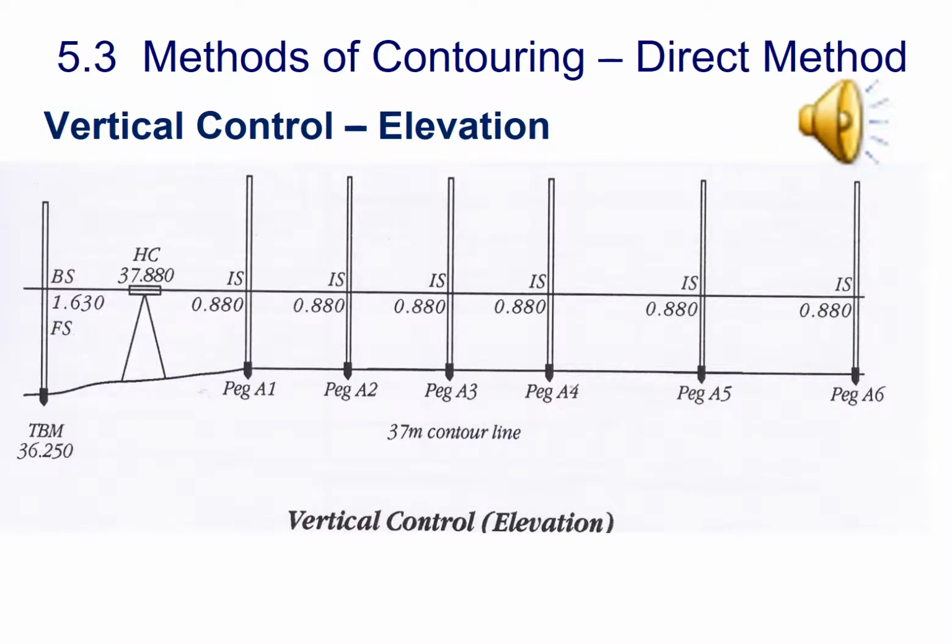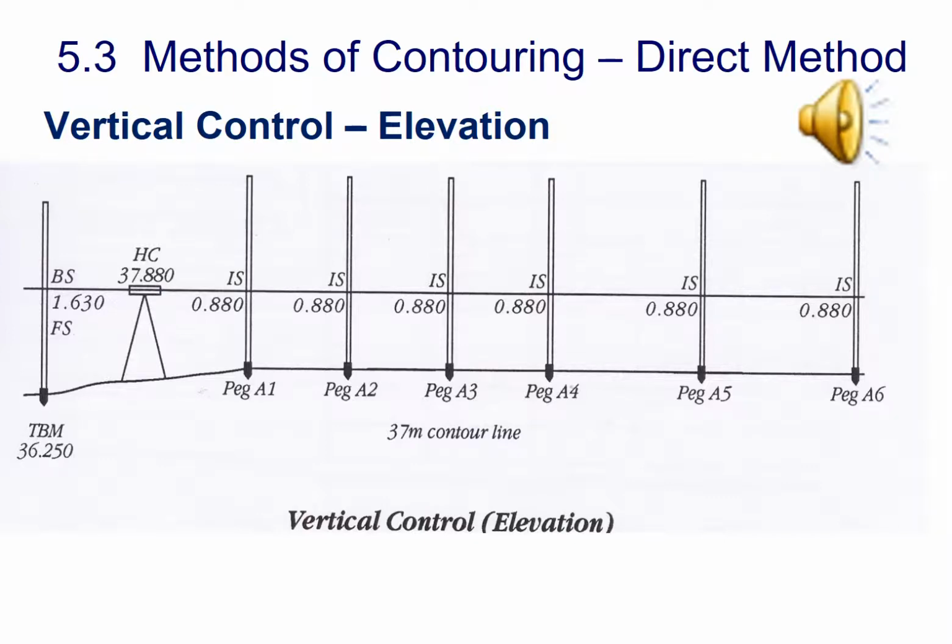The first step in the direct method of contouring is to set up your level and determine which contour line you want to look for. So in this instance, the level has been set up and a backsight has been taken on to a temporary benchmark. Remember, with a temporary benchmark or an Ordnance Survey benchmark, you will always know that level. That's your reference point.